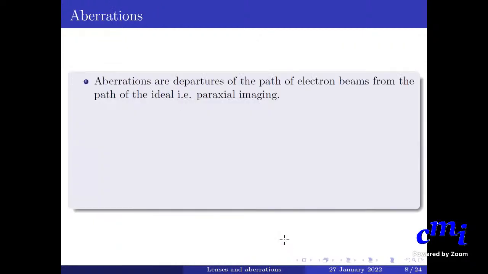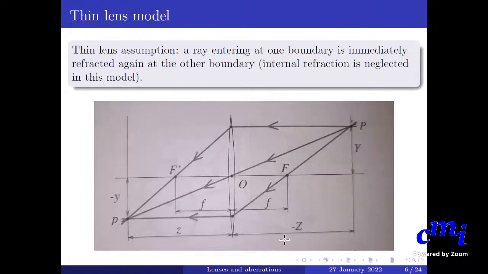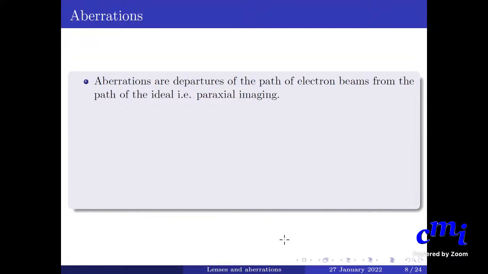Now, the point is that we need to understand aberrations. So what is aberration? Aberration is defined as a departure of the path of electron beams from the path of the ideal imaging. Ideal means this paraxial imaging. This is what you would have ideally, but in real life, that is not what happens. Whatever that departure from the ideal is, that is called an aberration.